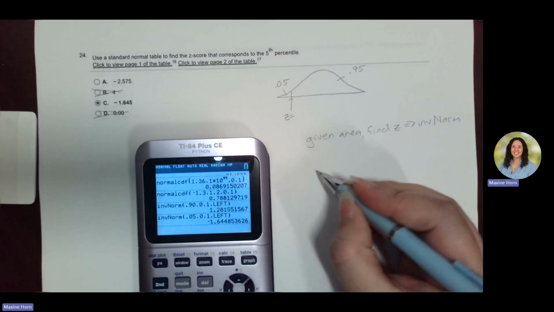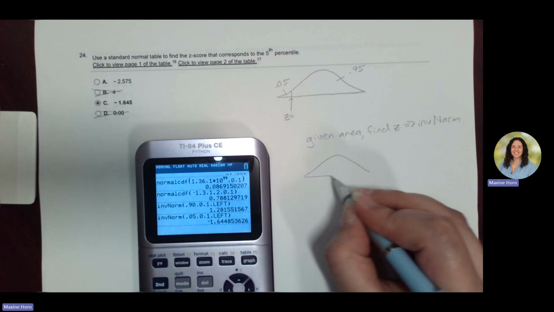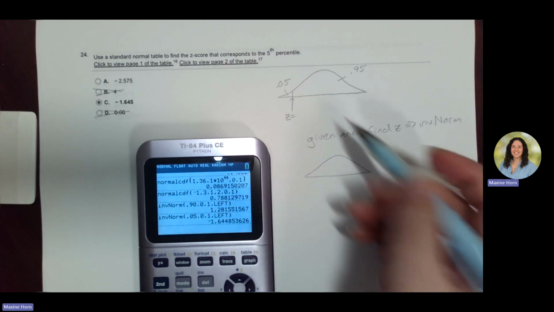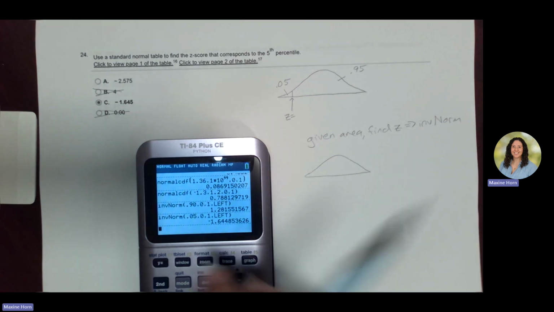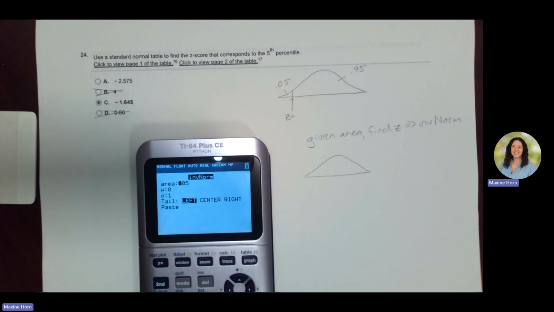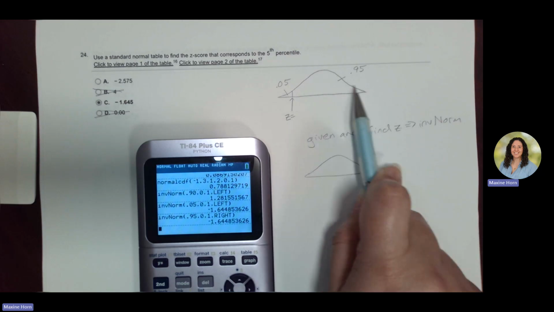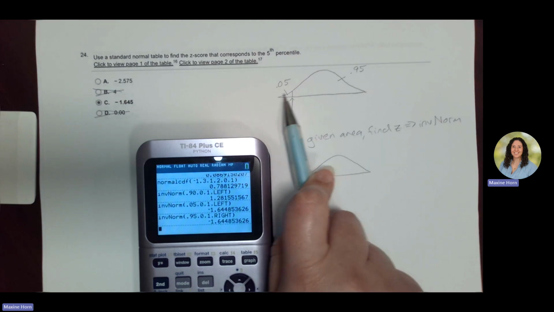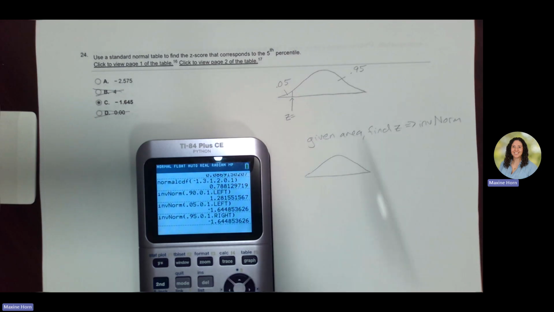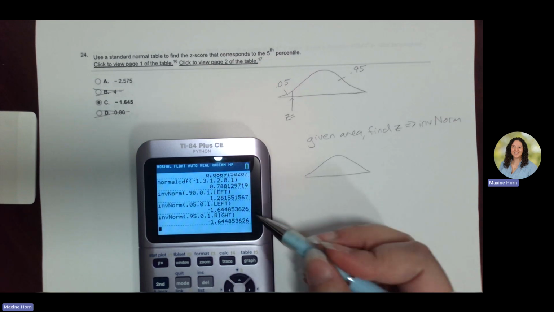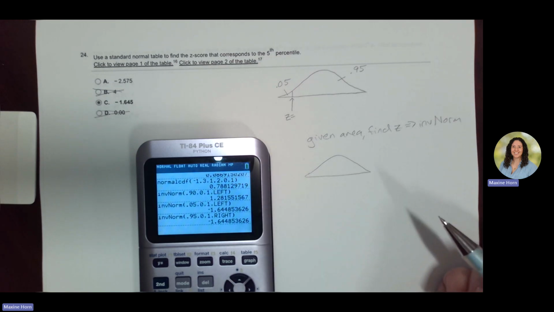Quick note here: if you really wanted to, the area to the right is 0.95. So I could go back into inverse norm and enter 0.95 and tell it that that's the area on the right. And I'm going to get the exact same value, because the area on the right of 0.95 and the area on the left of 0.05 give the same z-score. That's why I'm getting the same value either way.